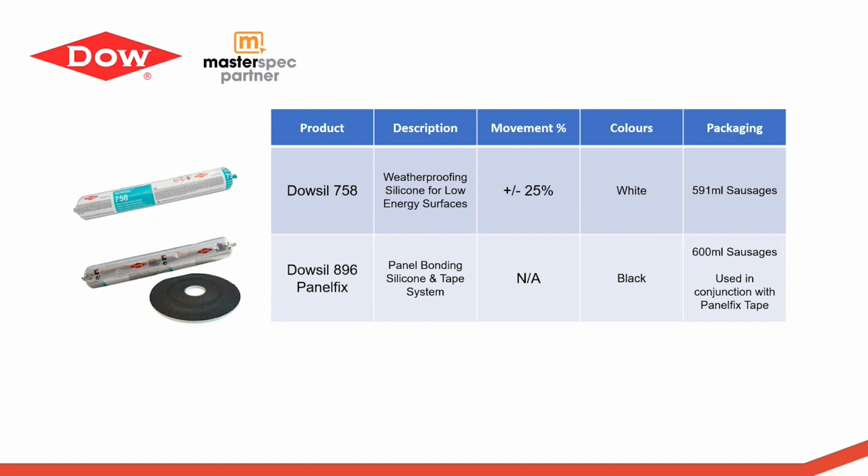Dowsil 896 is a prescribed system combining sealant and tape. This is used for panel bonding applications. It's one of the newer products in our range.